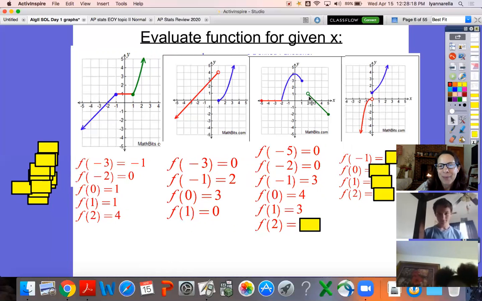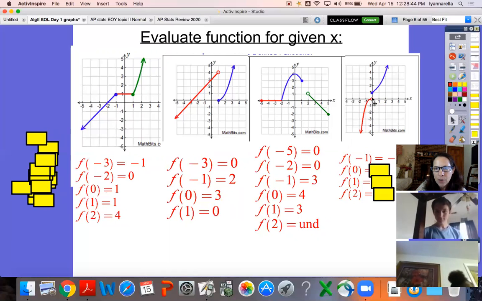What do you think is going to happen when there's an open bubble? It doesn't count. It's undefined there, right? Because it doesn't count. So there won't be a 1. So then f of -1 on this graph looks like a -1. It's hard to read it, but I think it is.